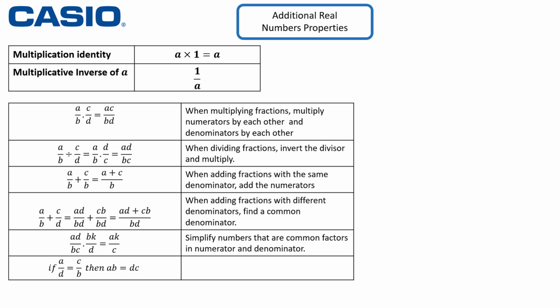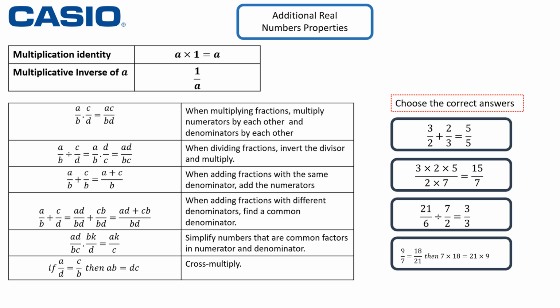If A over D equals C over B, then AB equals DC. We call this method cross multiplication. If the left side is equal to the right side and AB equals DC, then we say that these two fractions are equivalent. Then A over D equals C over B.